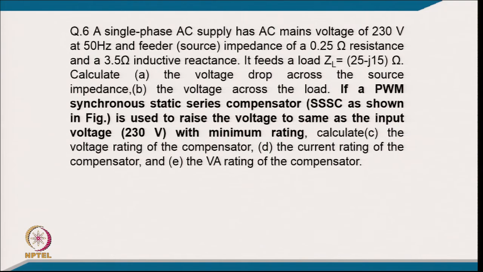Now, coming to the sixth numerical: a single phase AC supply has an AC mains voltage of 230 at 50 hertz and a feeder source impedance of 0.25 ohm resistance and 3.5 ohm inductive reactance. It feeds a load of ZL equal to 25 minus j15 ohm. Calculate the voltage drop across the source impedance and the voltage drop across the load. A PWM synchronous static compensator SSC is used to raise the voltage to the same as the input voltage of 230 volt. With the minimum rating, calculate the voltage rating of the compensator, current rating of the compensator, and VA rating of the compensator.